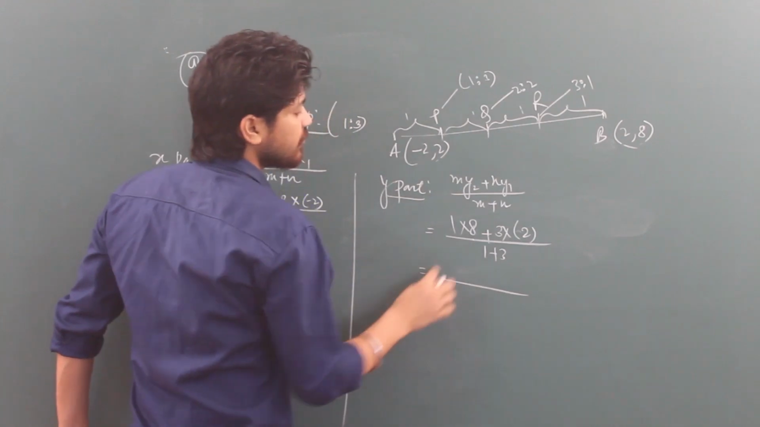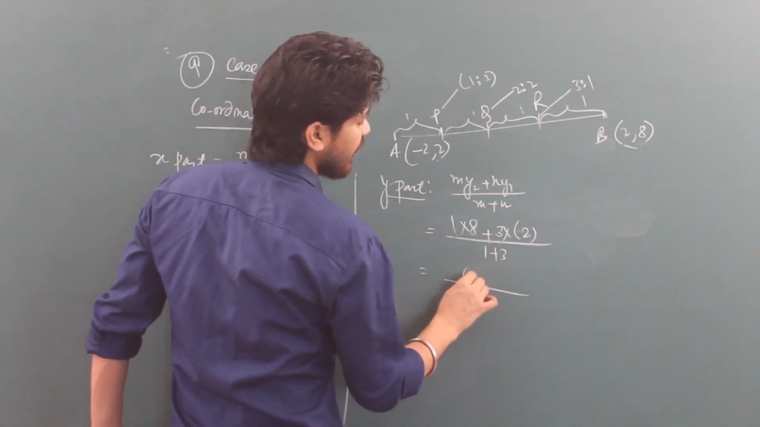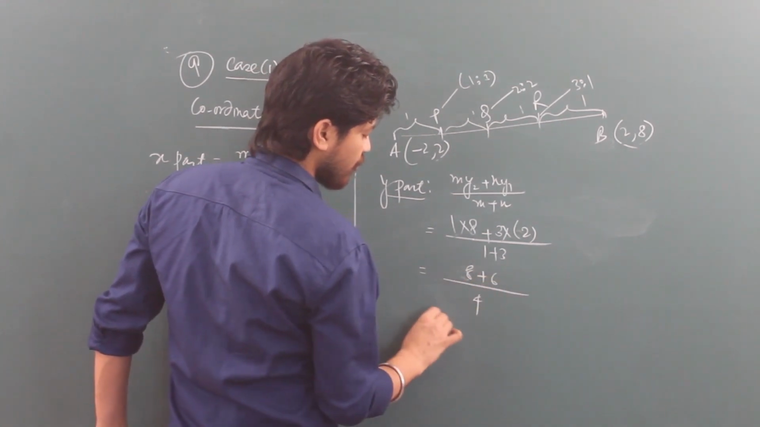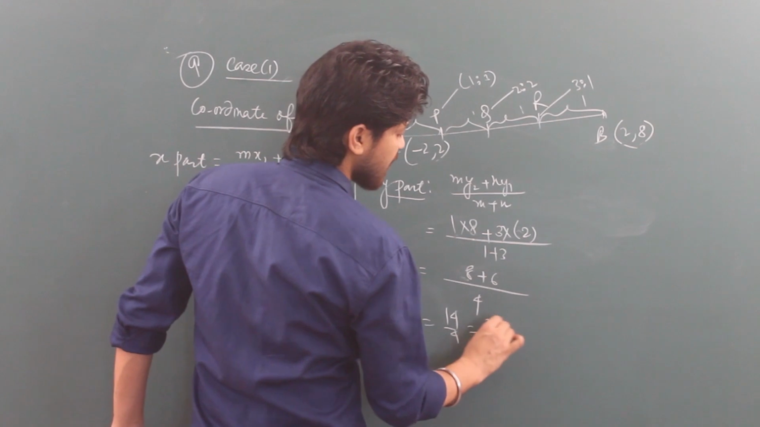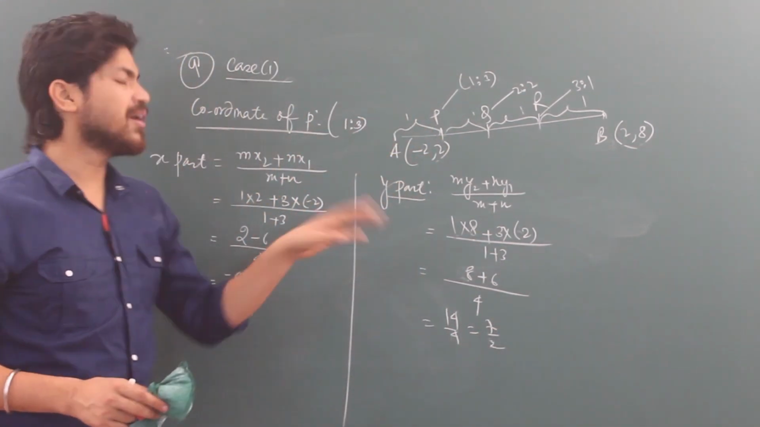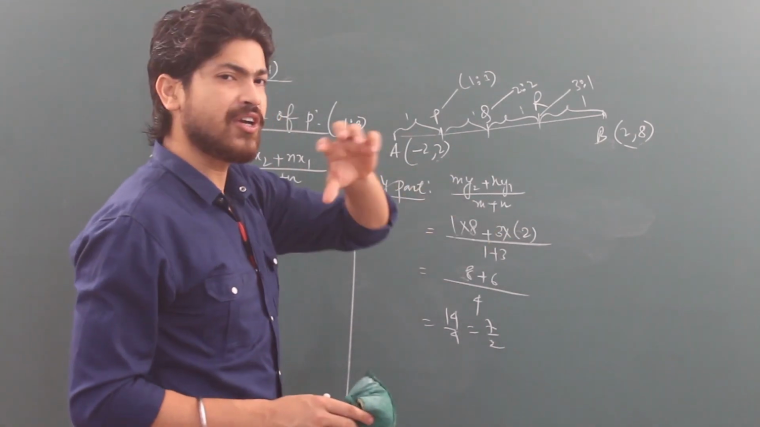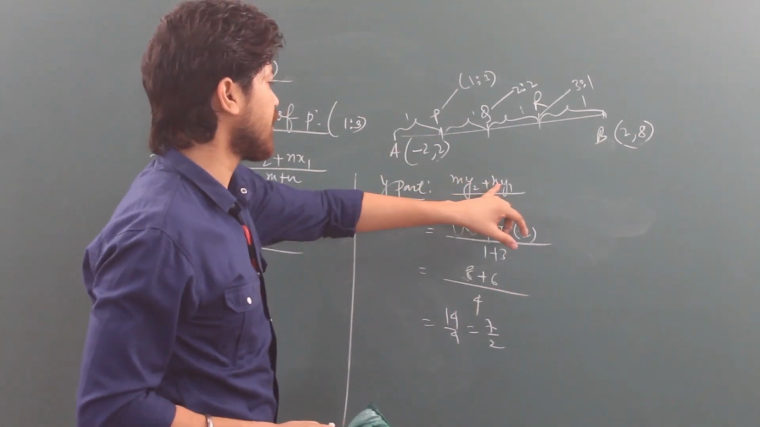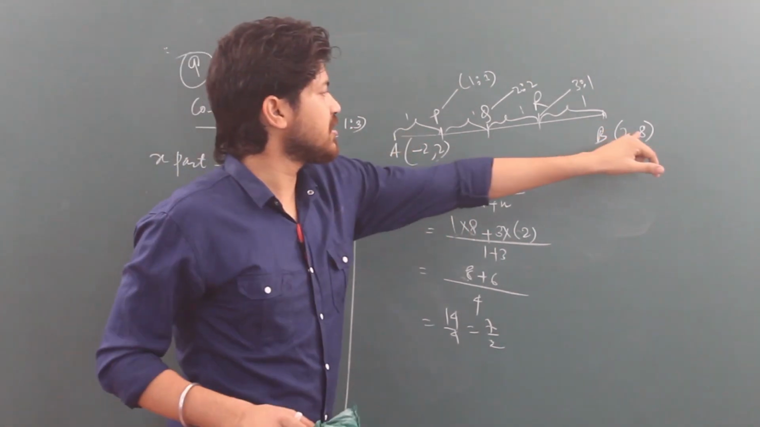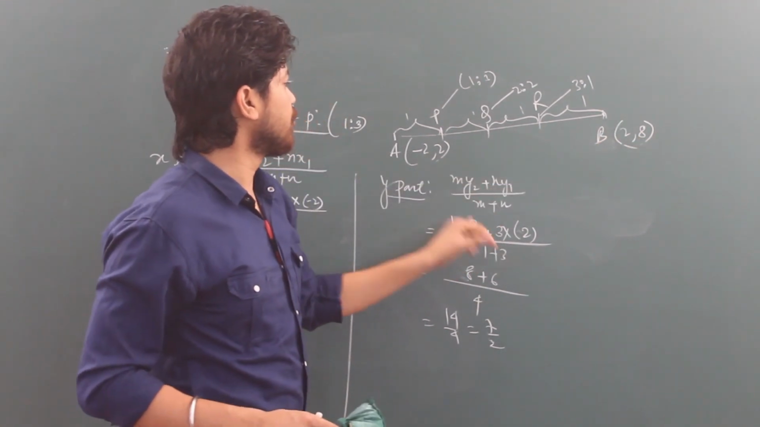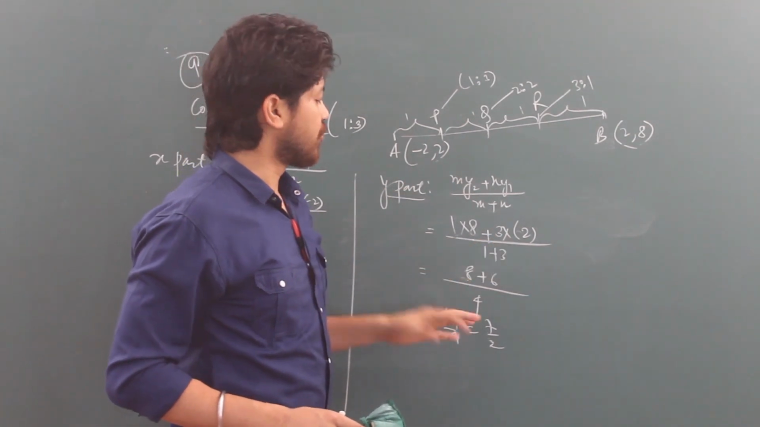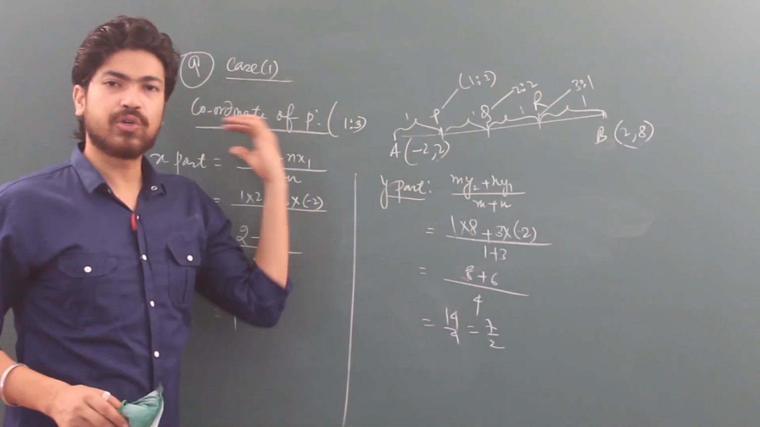So it would be 8 plus 6 by 4. So 14 by 4, that is 7 by 2. So that means the coordinate of P is -1 comma 7 by 2. See the calculation here. You have to be very careful about the calculation. My2 plus ny1 divided by m plus n: 1 into y2 is 8, plus 3 into y1 is 2, that is 6. Good. So that is how we have to find the coordinate of point P.